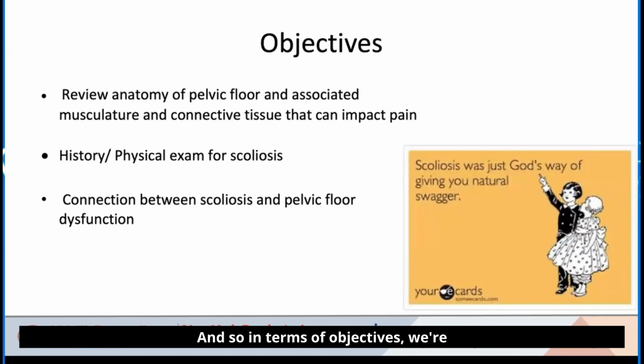In terms of objectives, we're going to do a few things today. We are going to talk a little bit about the pelvic floor, associated musculature, and connective tissue that can impact pain, so things to look out for. I'll talk briefly about the history and physical exam for scoliosis that I do and thinking a little bit about the pelvic floor in that as well. And then just try to tie that together, right? What is the connection between scoliosis and pelvic floor dysfunction, and see if we can connect the dots here.